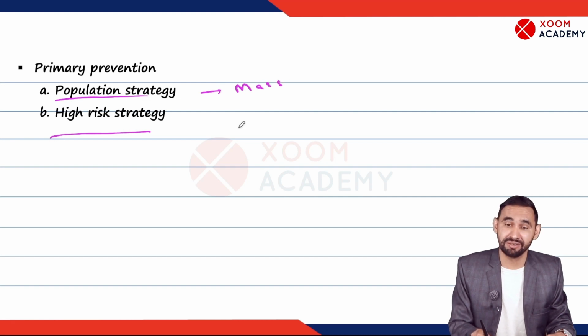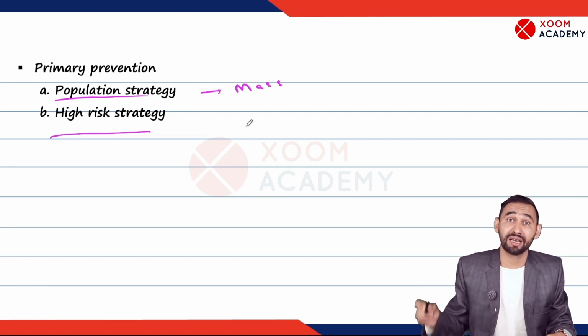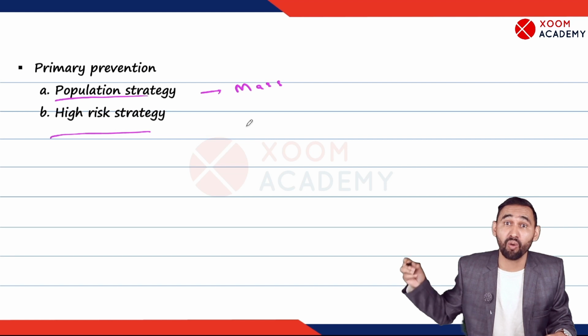This is mass strategy. Whether a risk factor is present or not, whether they are high risk or not, they are educated and trained regarding lifestyle, smoking cessation, and a balanced diet. But it's difficult to target the masses. It's difficult to target the whole community.